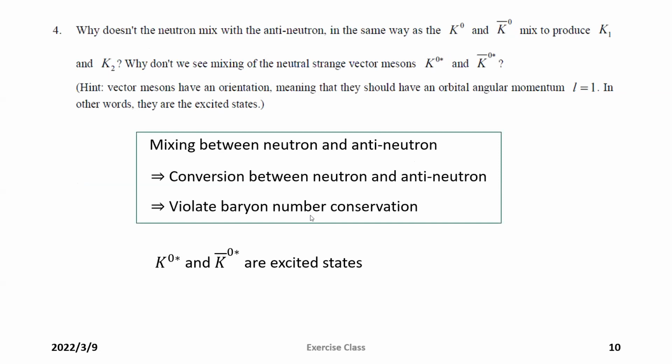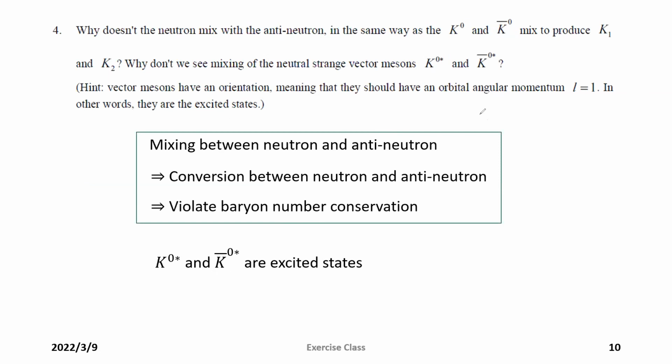Next, it asks why we don't see the mixing between kaon star and kaon star bar. And according to a hint, we know that these two particles are some sort of excited states.